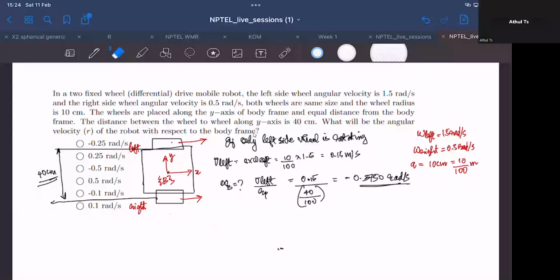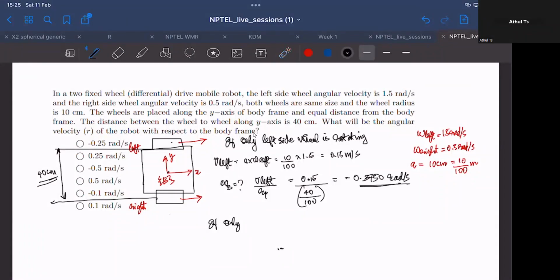So what would happen if only the right side wheel is rotating? I hope you also understood the logic behind the negative sign over here. Because if only the left side wheel velocity exists and the right side wheel velocity is 0, the robot would move in a clockwise sense. So we consider the clockwise rotation to be negative.